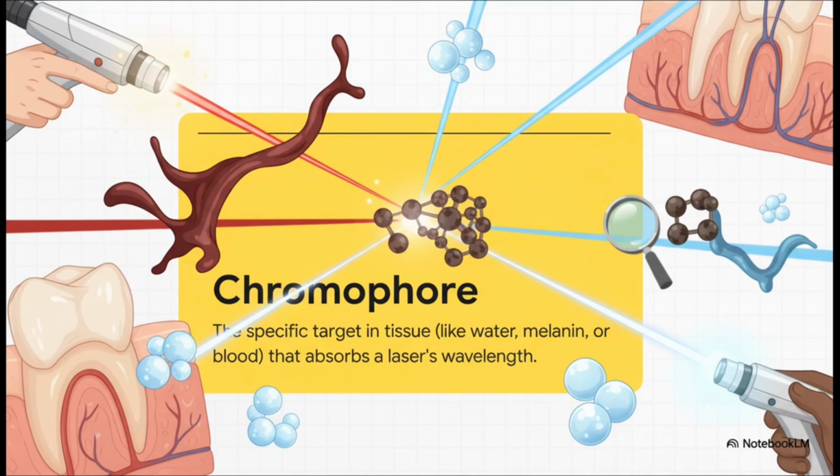The absolute key to any laser procedure is understanding this term, the chromophore. This is simply the target. It's the specific molecule inside the tissue that a particular laser is designed to hit. And different lasers have different targets. For example, some laser wavelengths are soaked up by hemoglobin and melanin. That's the stuff that gives blood and tissue its color. While other lasers are really good at targeting water. Choosing the right laser is all about matching its specific wavelength to the right target chromophore.